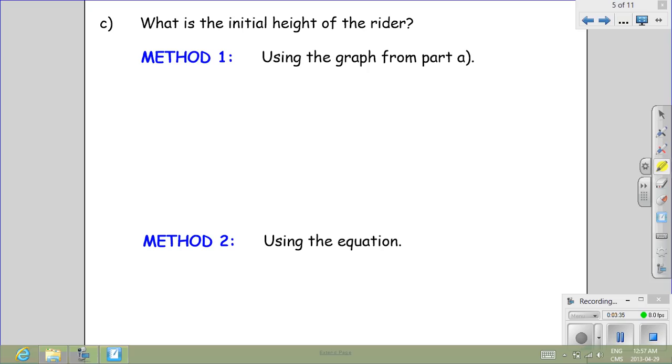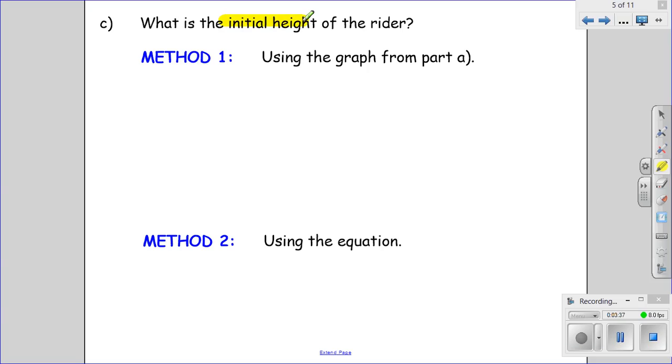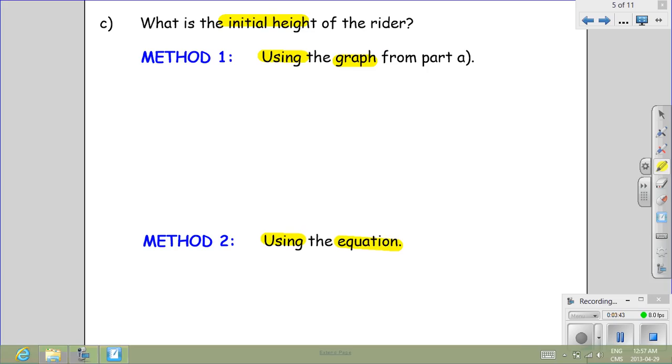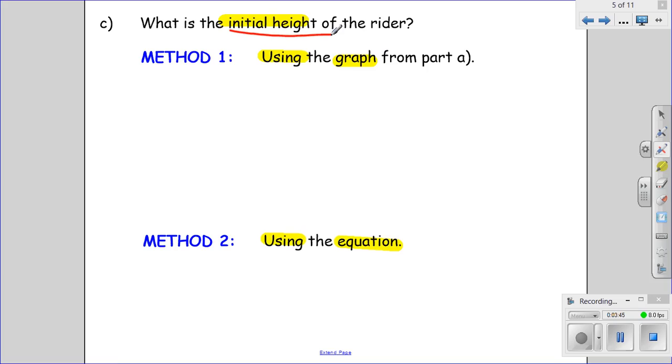Now, what do we ask for here? What's the initial height of the rider? We can do that 2 ways. We can use the graph, or we can use the equation. What we're ultimately looking for is the initial height.